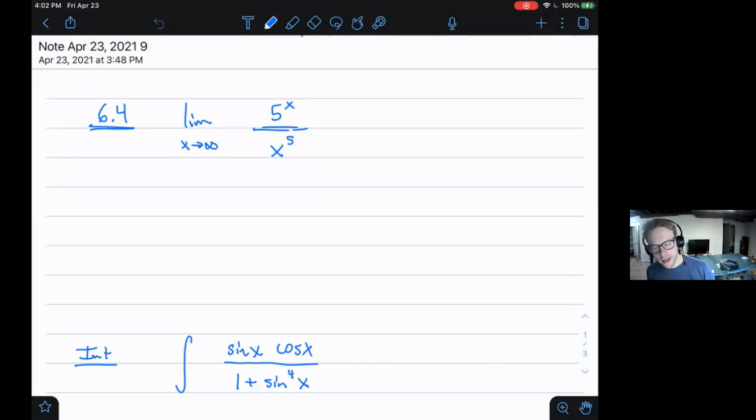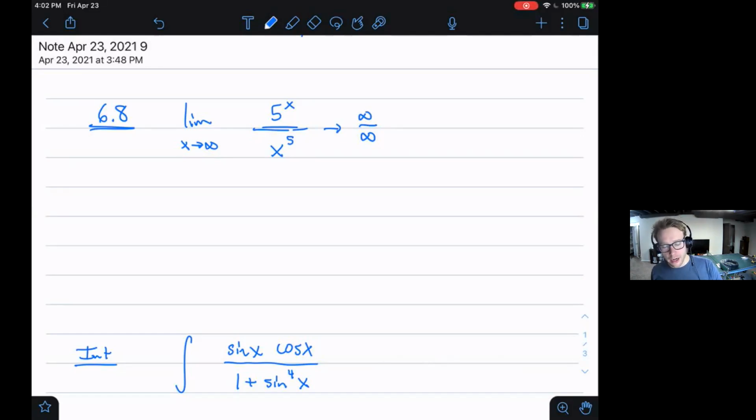But the big thing is, actually, this isn't really 6.4. I got a bit ahead of myself. 6.4 is when we start taking the derivatives of this sort of stuff. This actually probably belongs in 6.8. 6.8 is where you have these limits with infinity over infinity. And so this is a good indicator that we need to use L'Hopital's rule on this problem.